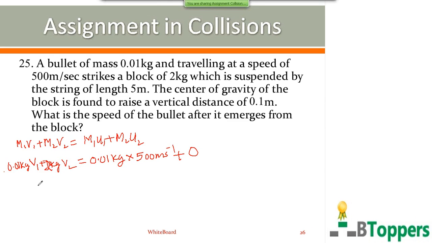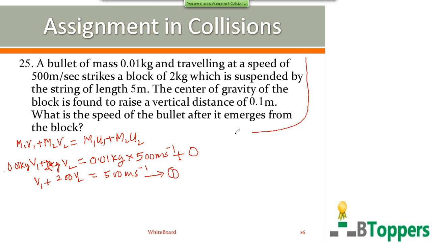So you have to find V1. To find V1, you have to find V2 first. If you solve this equation, you can multiply both sides by 100: V1 plus 200 into V2 is equal to 500 meters per second. You multiply both sides of the equation by 100. You call it equation number 1.